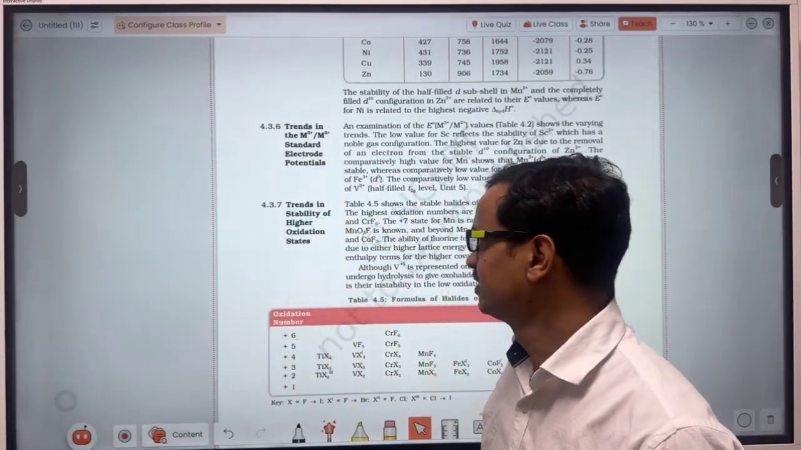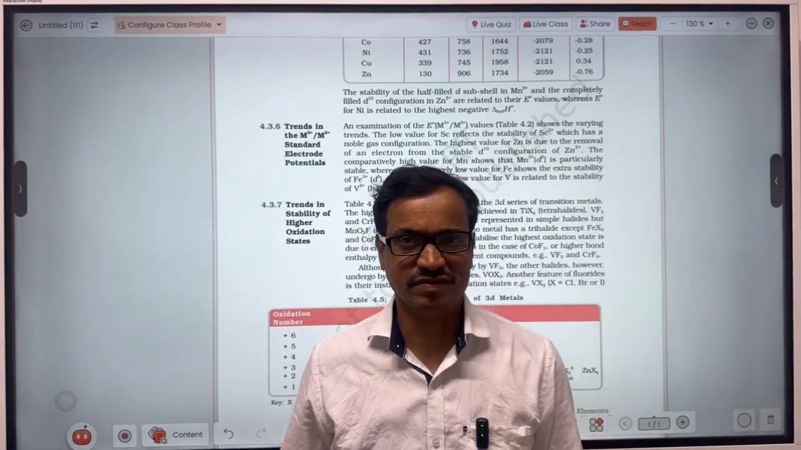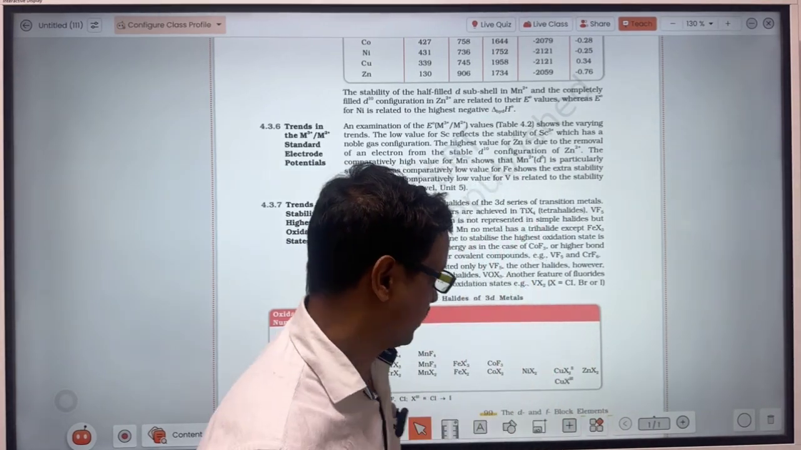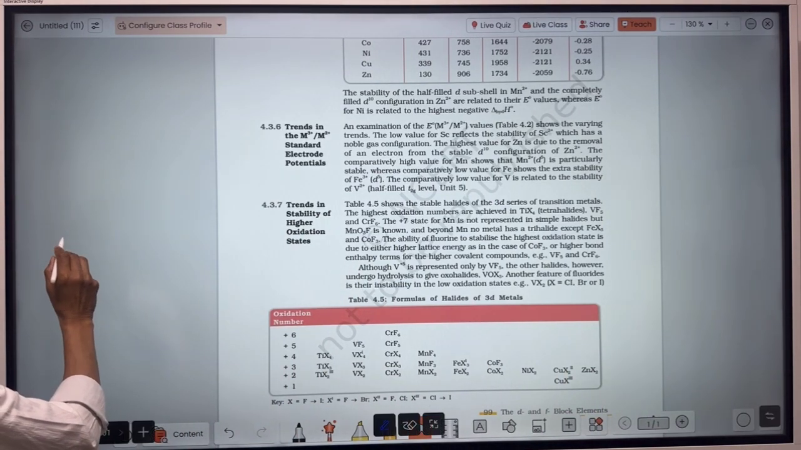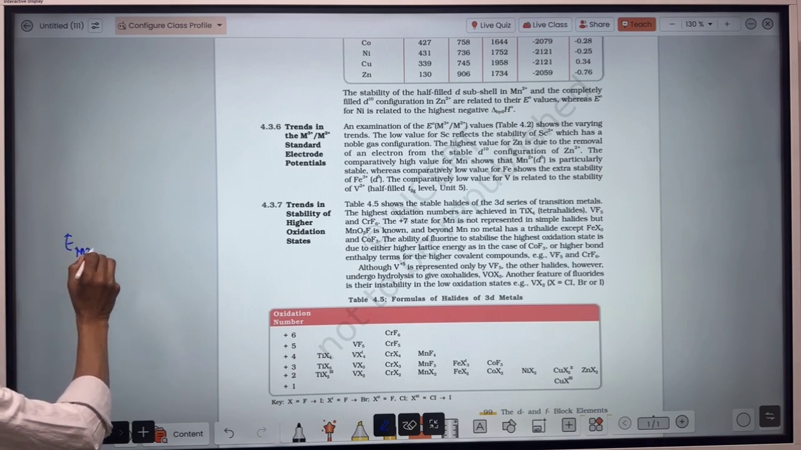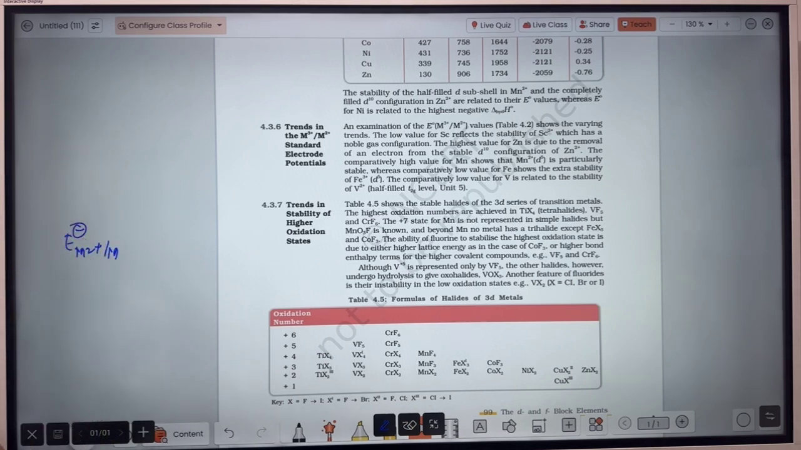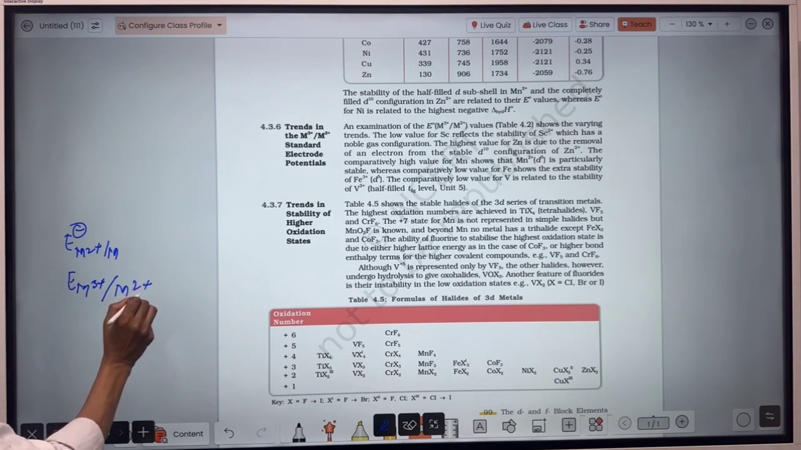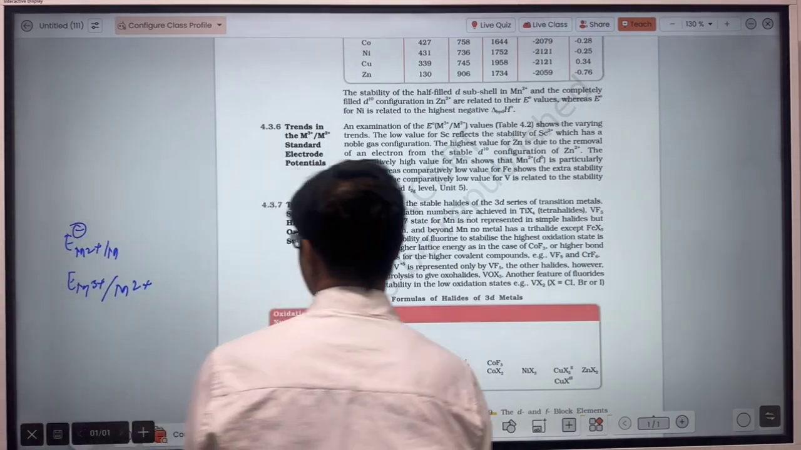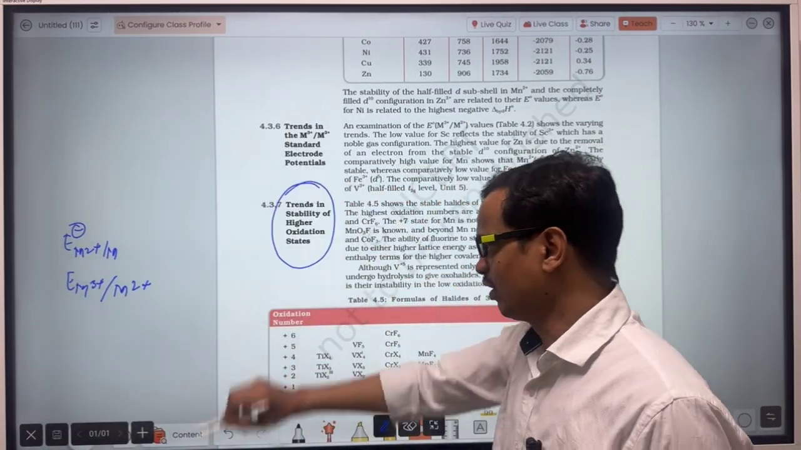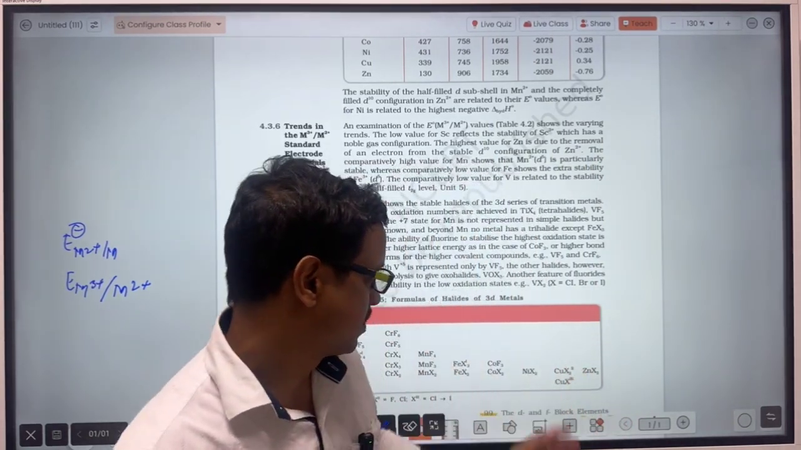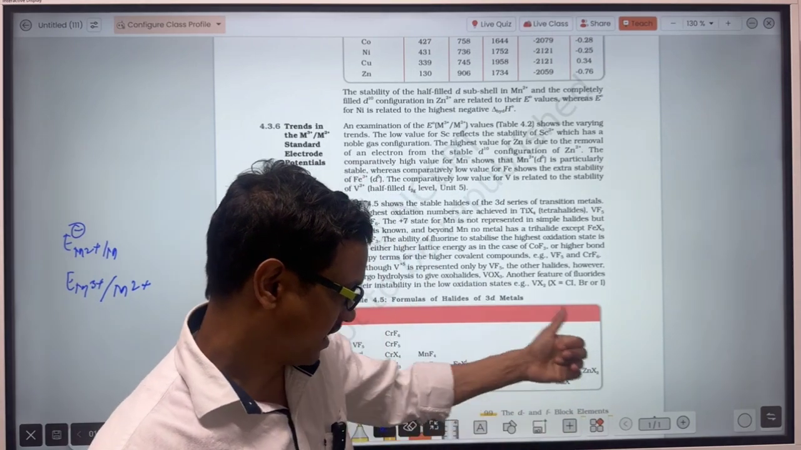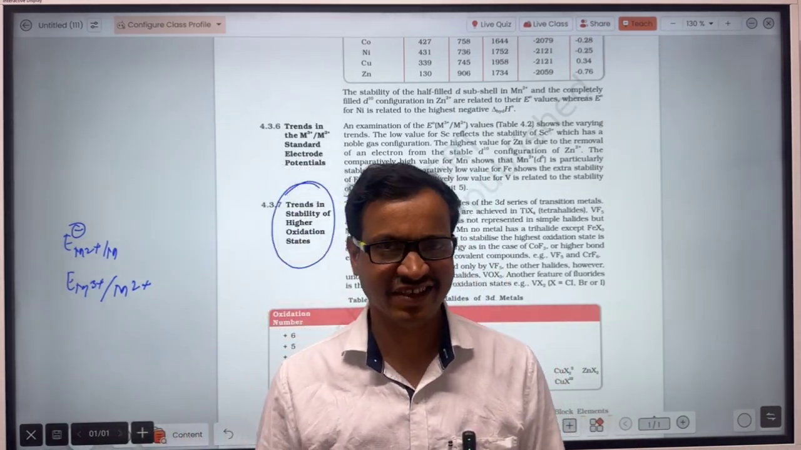About that, we have discussed the standard electrode potential: from the +2 oxidation state to the atomic state, as well as from the +3 oxidation state to +2. In the next class, we will discuss trends in the stability of higher oxidation states. From there, about the halides and the oxides, we will discuss in the next video.